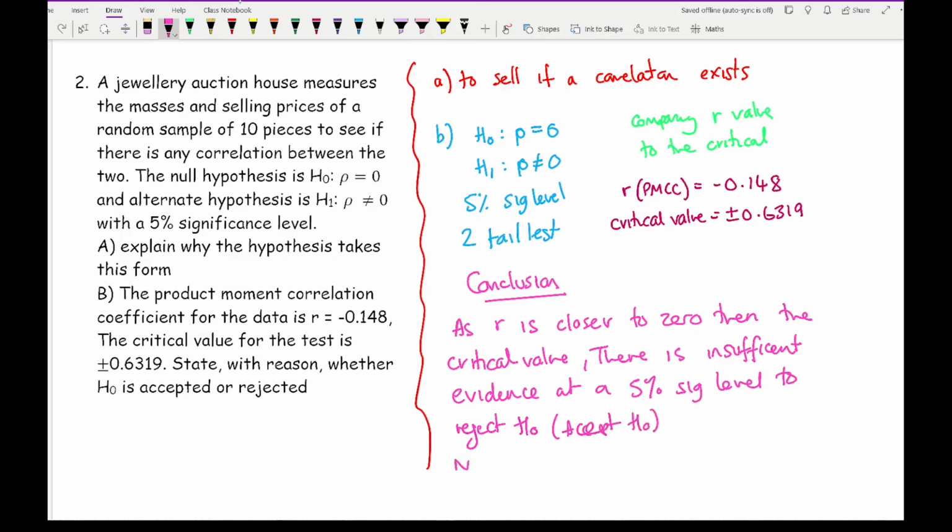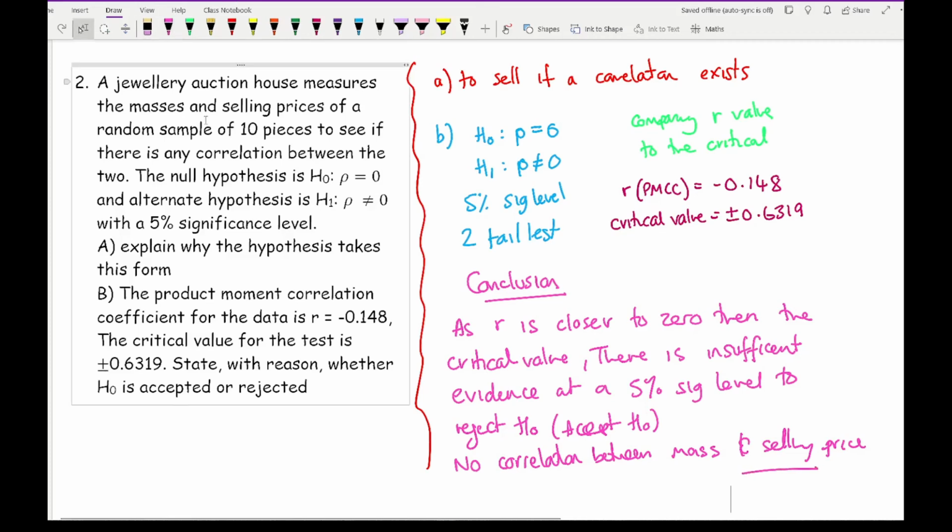And what that means is that there is no correlation between mass and price. Even though I did say that you would expect it, you can't really judge it because it depends on how old and how rare a piece of jewellery is, and it's all about personal choice as well. So that would be good enough for your marks for that particular question.